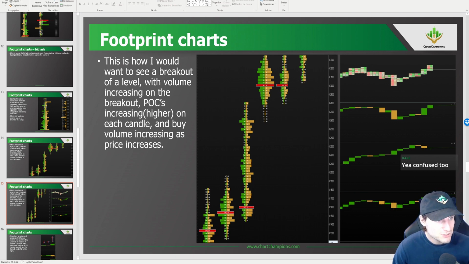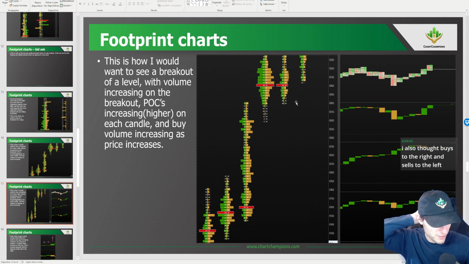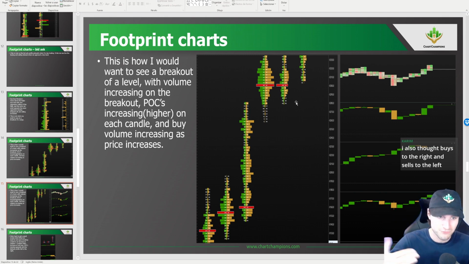Okay, so I would want to see a breakout of a level with volume increasing on the breakout, point of control increasing higher as you're going up on each candle, and buy volume increasing as price increases. And what I actually wanted to stress, what I meant to write there, I think, was delta, positive delta increasing as we're going up. I've got a live stream next week on delta, by the way, so delta will be done next week. But yeah, again, you see the difference between the two.